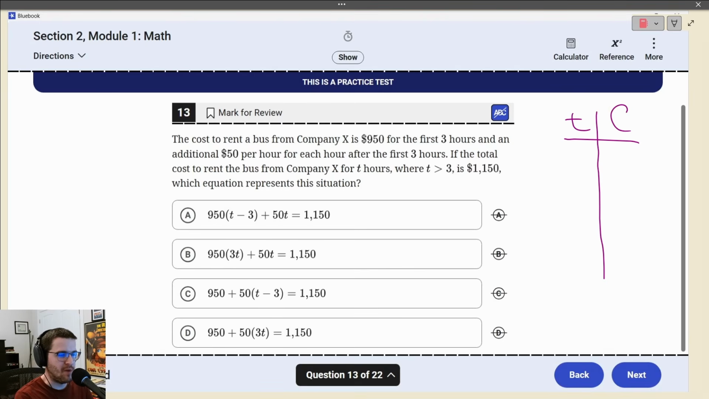You can just call them x and y if you want, but it's better if you call them something so that you remember what it is. It says the cost is $950 for the first 3 hours. So when t is 3, the cost is $950. Then it says an additional $50 per hour for each hour after. That's essentially the slope. But to make it easier to type in Desmos, why don't we come up with a second point? The slope is the change in y when x goes up by 1. So make t 4, and then it goes up by 50. 950 plus 50 is 1,000.